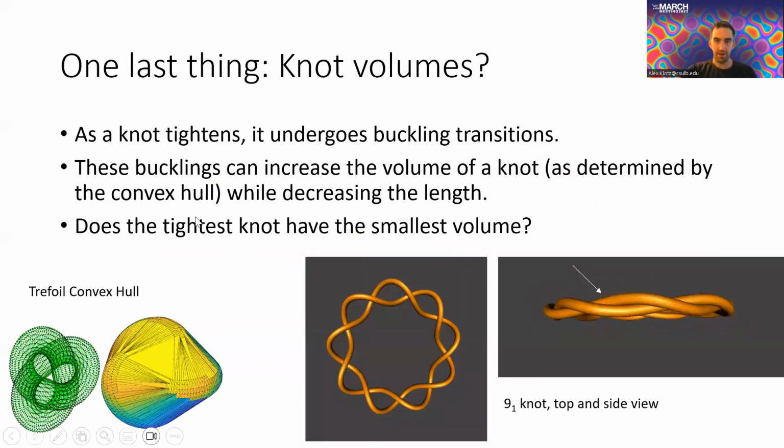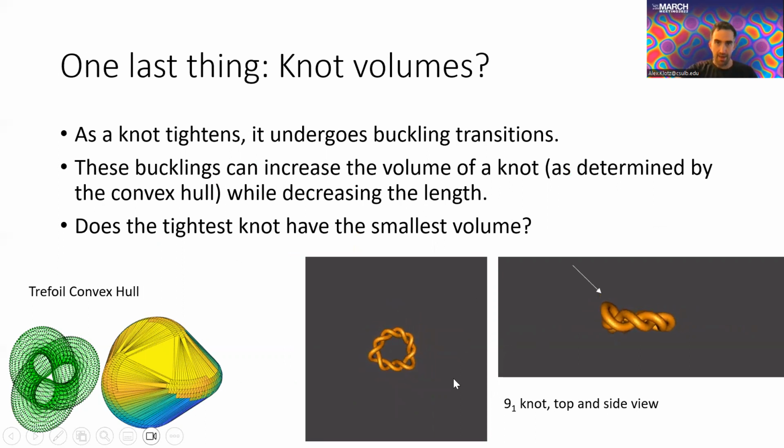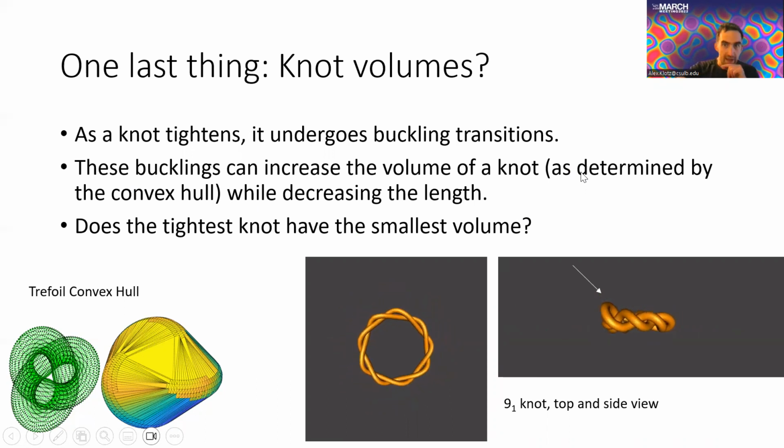I'll also tell you a bit about volume. So it's known that as a knot shrinks, it eventually undergoes a buckling transition. This torus knot is initially in a plane, and as it shrinks, it buckles out of that plane, which you can see happening in these animations. This can perhaps increase the overall volume of the knot as defined by its convex hull, even as the length decreases. So that led me to wonder, does the tightest knot have the smallest volume?